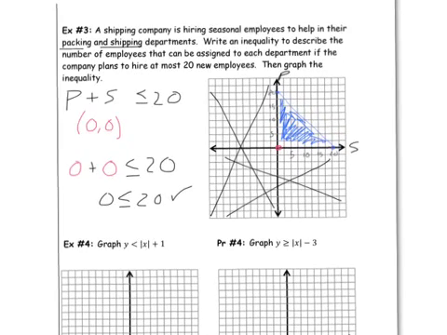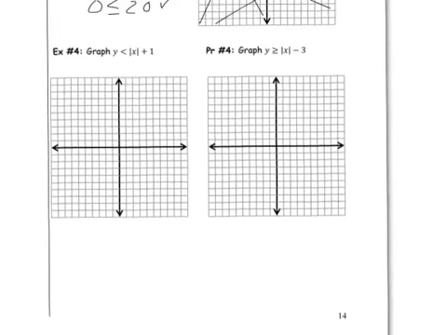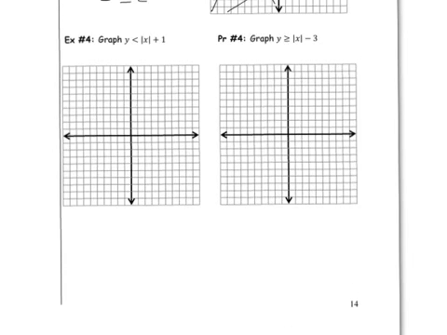Okay, and there we have how to graph that word problem. And so any spot in this triangle here, any coordinate, is actually a solution to this system. For example, I could hire 10 packing employees and 5 shipping and still be less than 20 total. So anywhere in here is a combination that works. Okay, one more type of problem here. This is graphing absolute value inequalities.